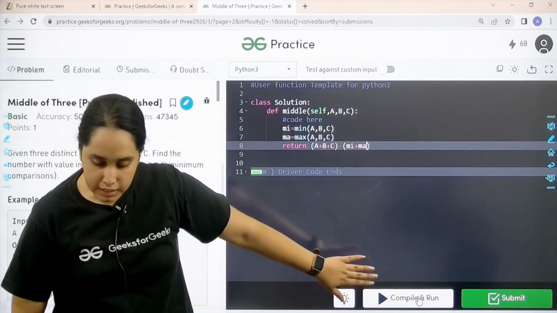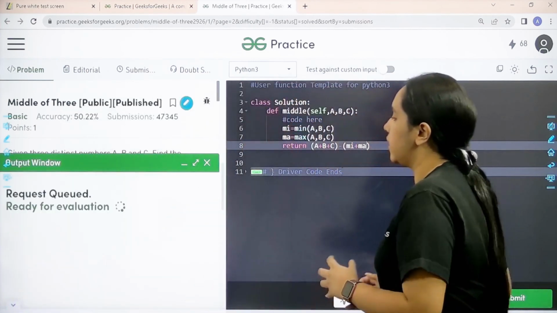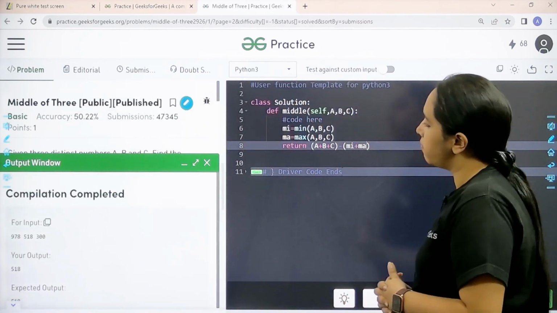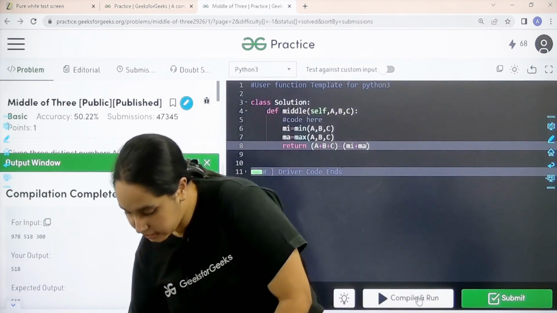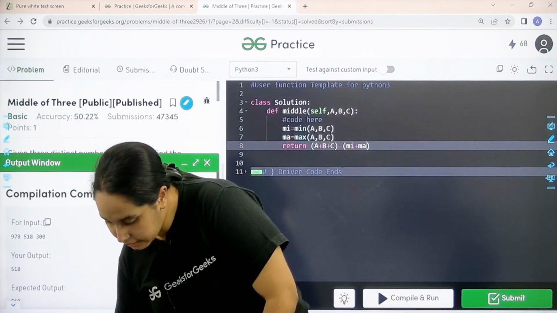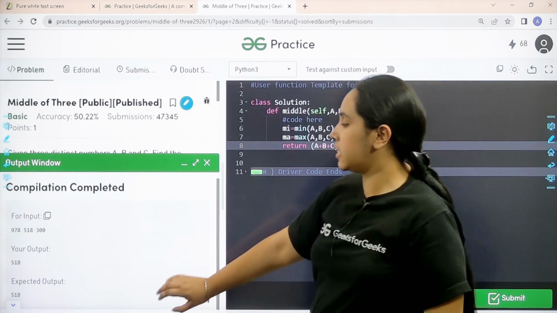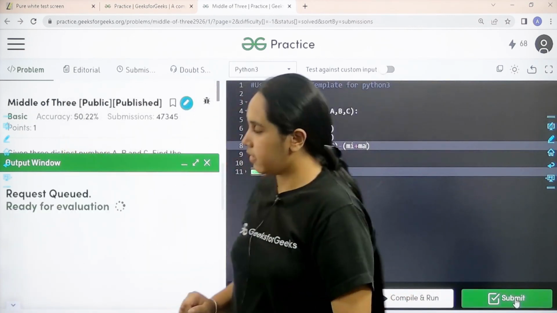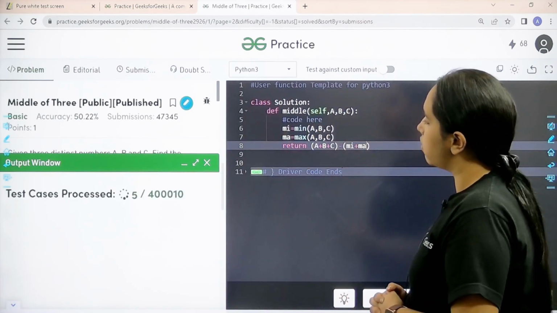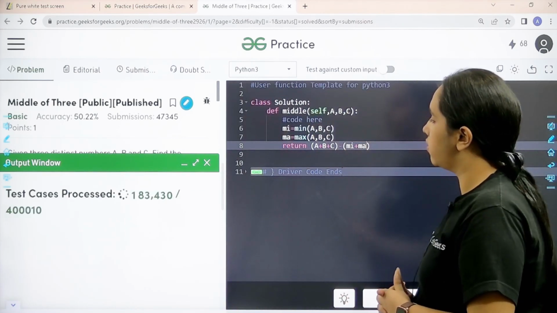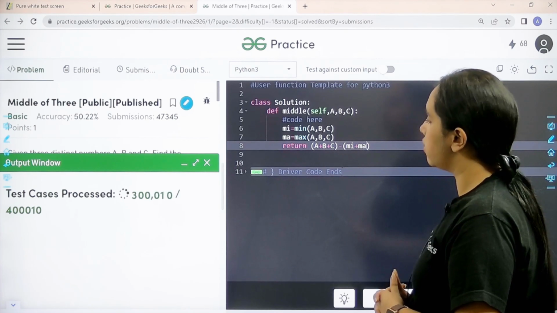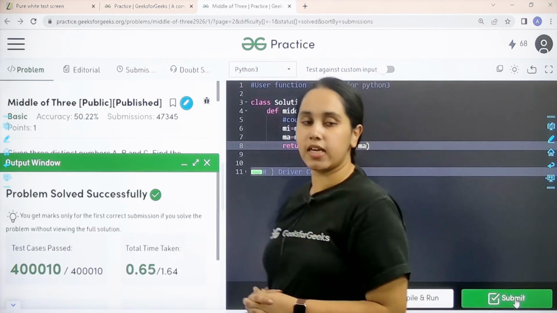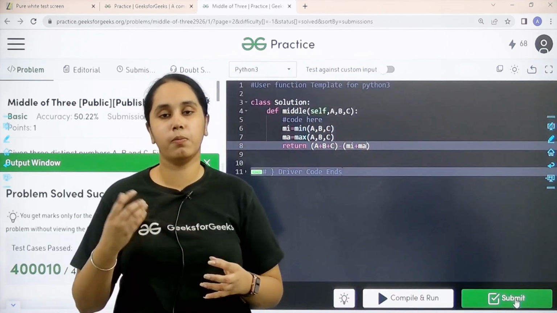Now I would click on Compile and Run to check if it is correct or not. So let's wait. Compilation is completed. Basically my output is matching with the expected output, so now I would submit the given problem. Okay, so let's wait. Let's see. Problem is solved successfully, and this is how you solve the practice problem Middle of 3.